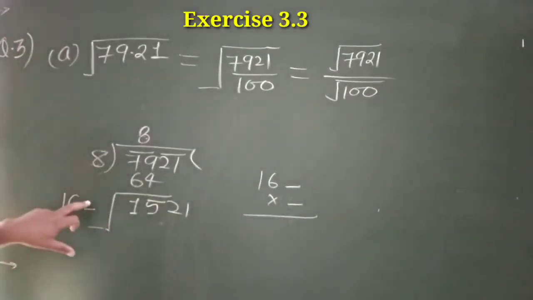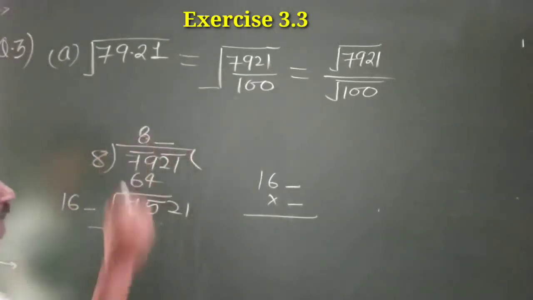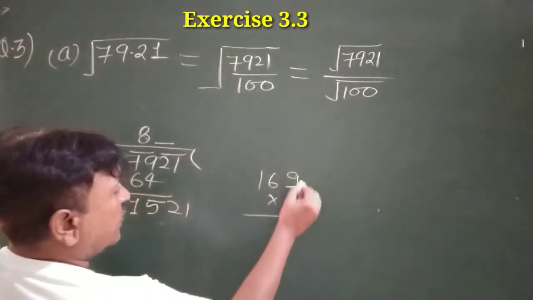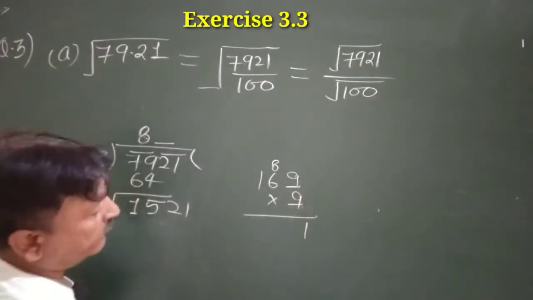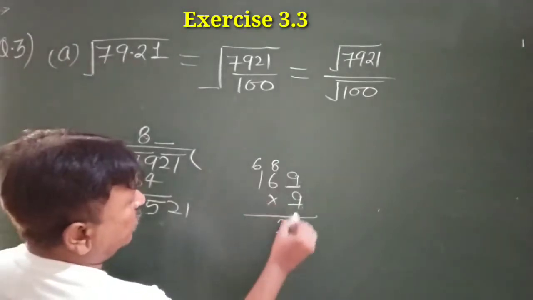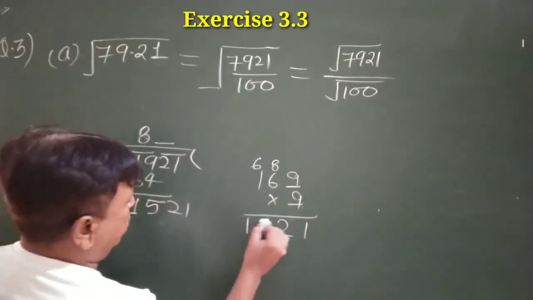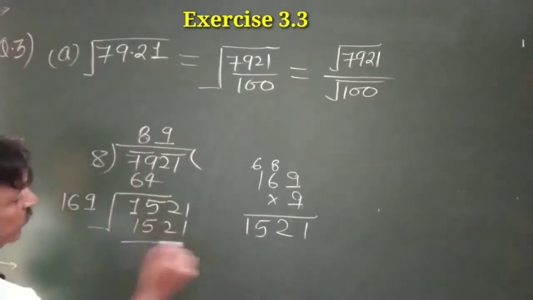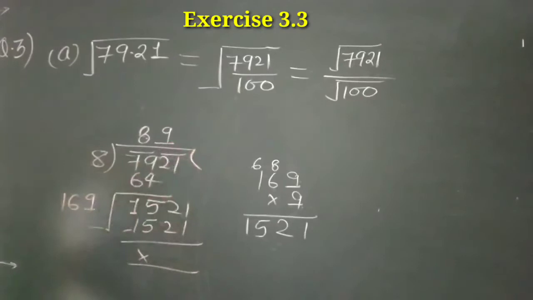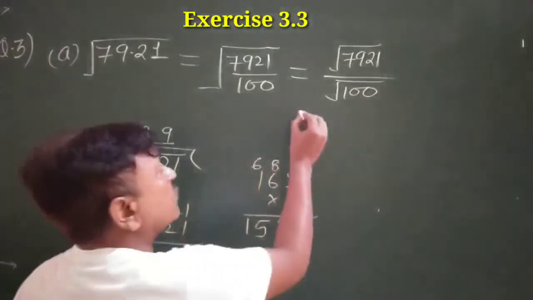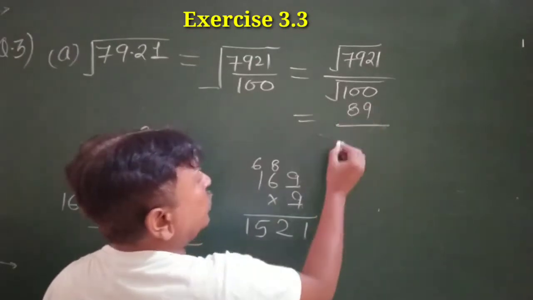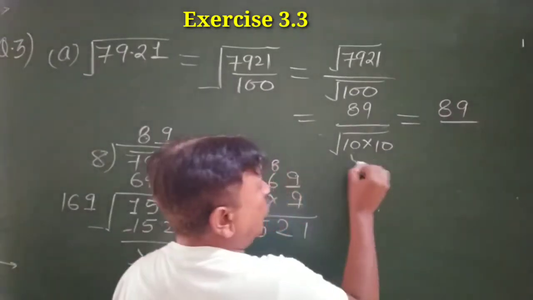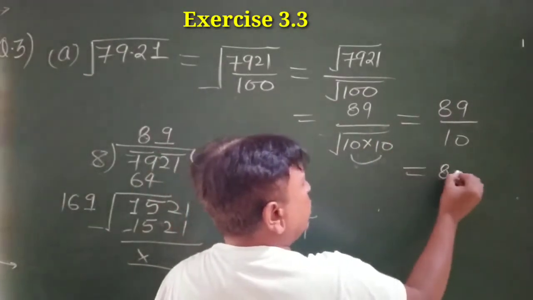The digit which comes here, the same digit will come here also, okay? So we need 1 in the last place now, so we can take 9. Just write: 9 9s are 81, 9 6s are 54, plus 8, 62, 9 1s are 9, plus 1, 10, 15, okay? 1521, 9 times. The answer will come 1521. It means the square root of 7921 is 89. And this we know, 100 is 10 into 10. It means 89 upon 10 will come outside. So we will get our answer 8.9.